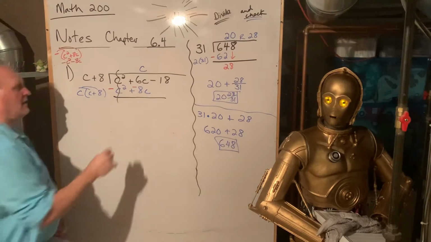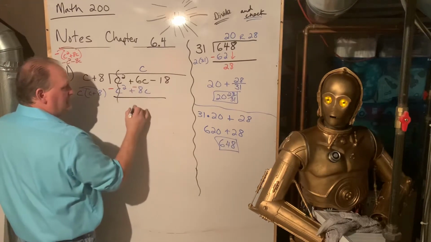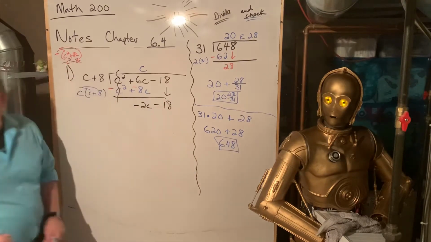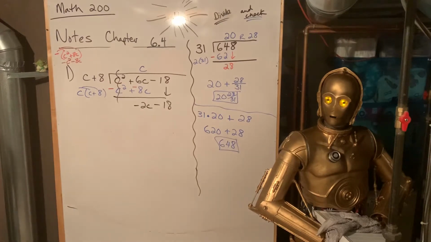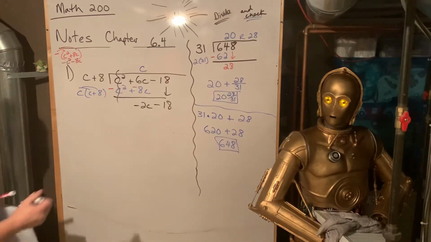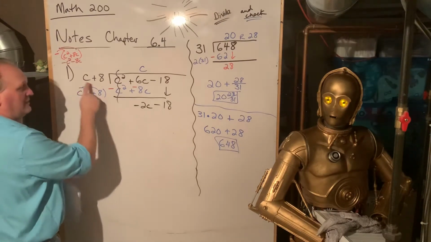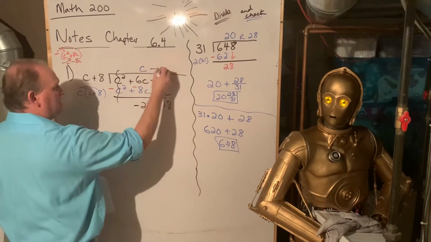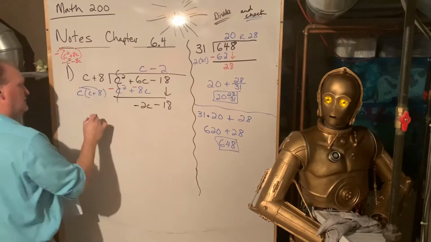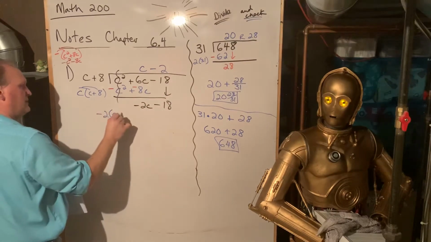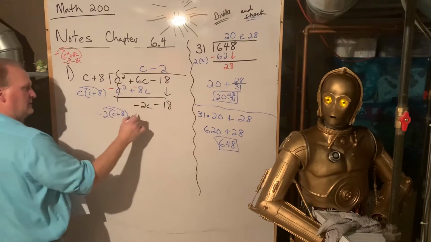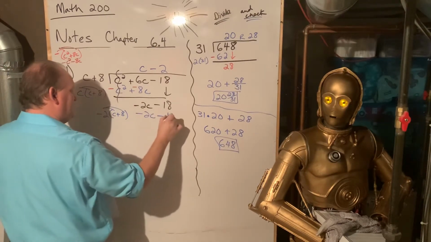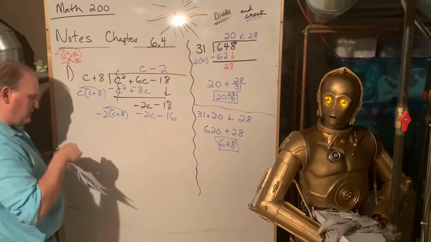So 6 minus 8 is negative 2c. Bring down the minus 18. And now, let's have another go at it. What do I multiply c by in order to get negative 2c? Well, the answer is negative 2. So if I put negative 2 times c plus 8, negative 2c minus 16.